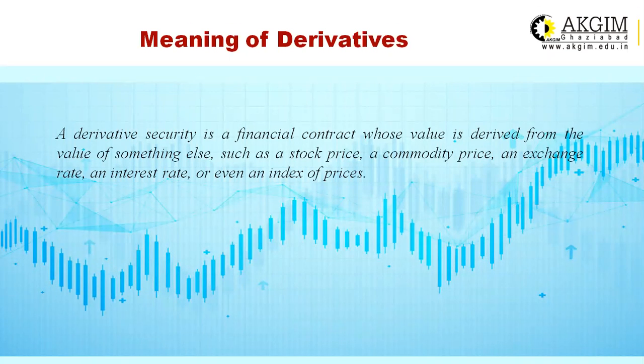In brief, we can say that derivatives are financial instruments whose payoffs are derived from other more important financial variables, for example, a stock price, a commodity price, or an exchange rate. It can be said that it does not have its own value. Its value depends upon the underlying instruments which they represent.